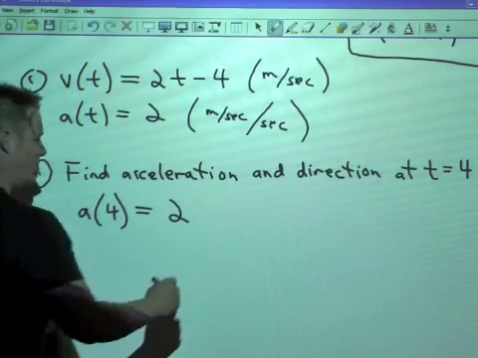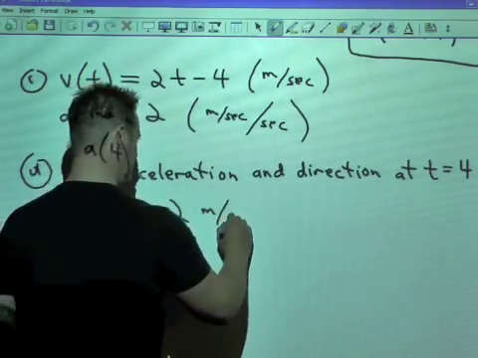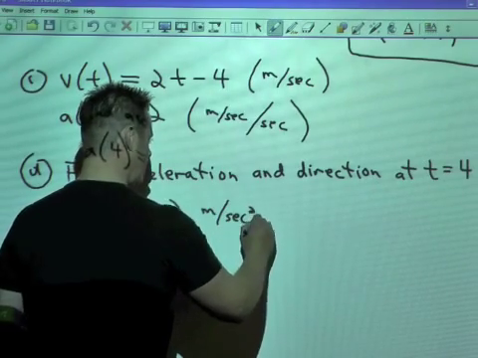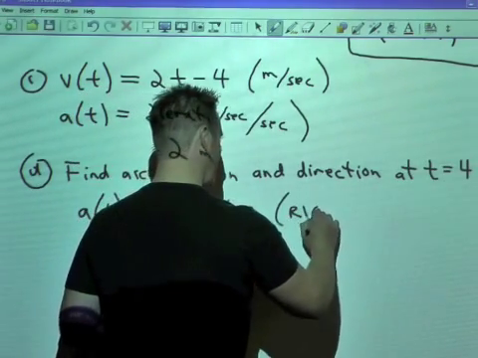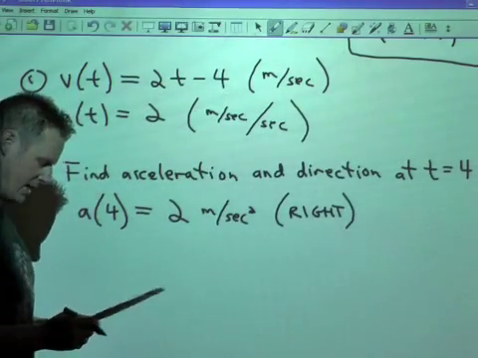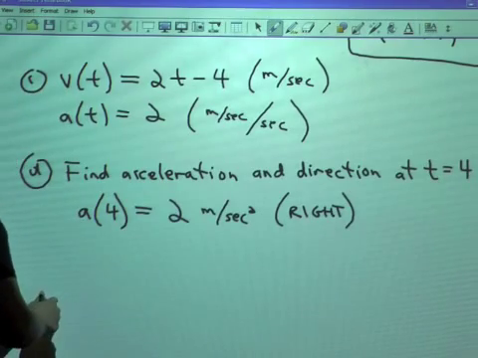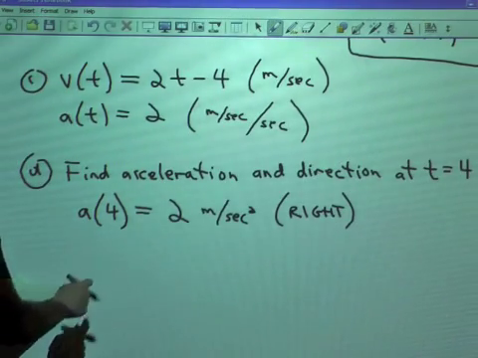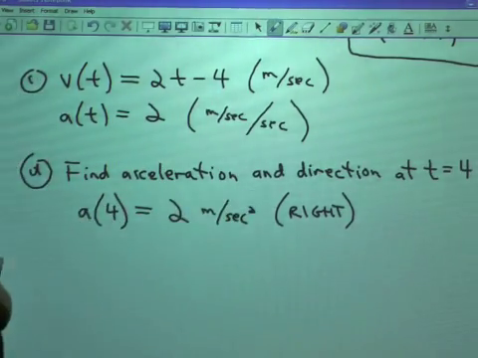So it's 2 meters per second squared. Okay? But it's accelerating to the right. And that's how we would say that. So that's the acceleration and the direction of acceleration.